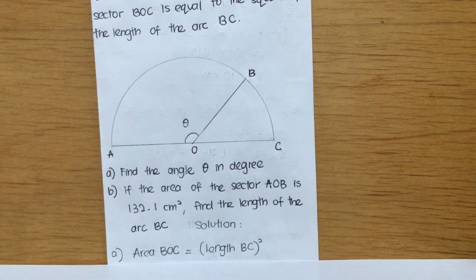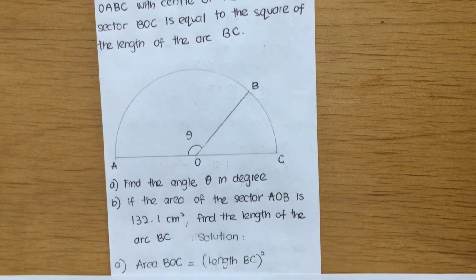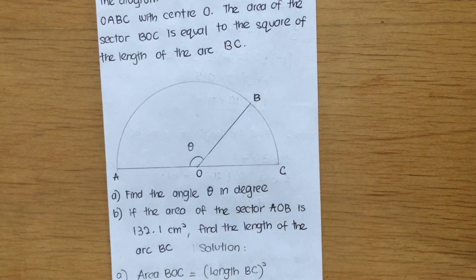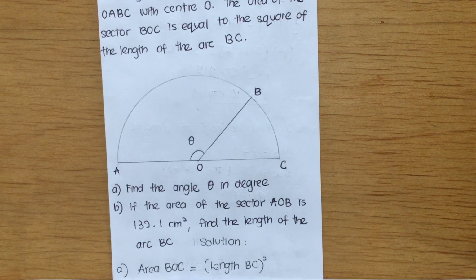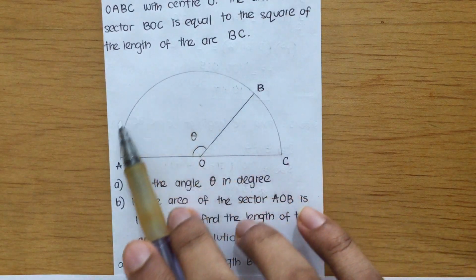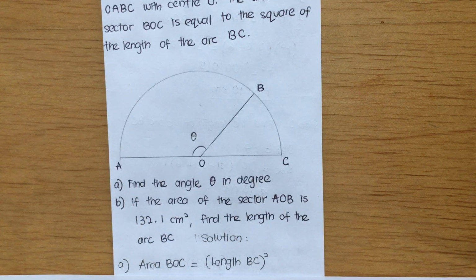Okay, but then we have a problem here guys. The question didn't give us the angle here. So how to find the angle? Okay, it's very simple guys. Okay, remember that in radian, your half circle is pi, which in degree is 180 degree.